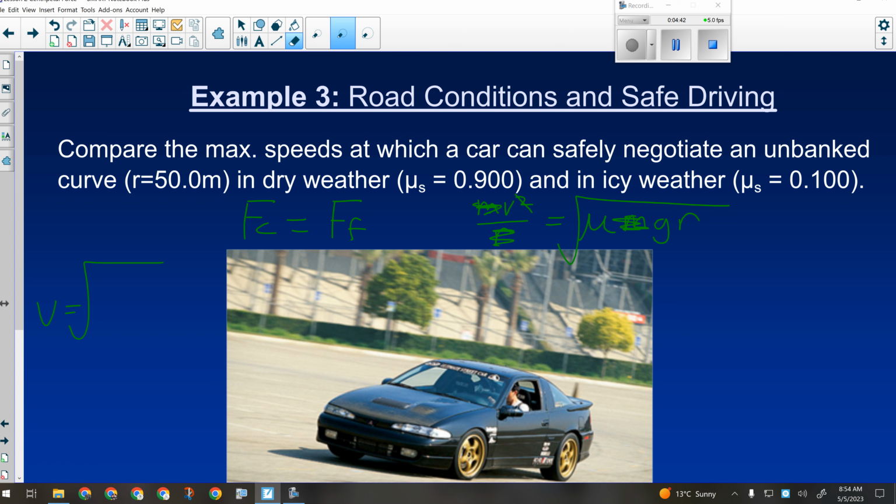So in this situation, we're looking at dry weather, where our coefficient of friction is 0.9, so quite high, and icy weather, where it's the opposite of that, 0.1. Now, looking at those two numbers, 0.9 and 0.1, we've reduced the friction by a factor of 9. How many times slower am I going to have to go?